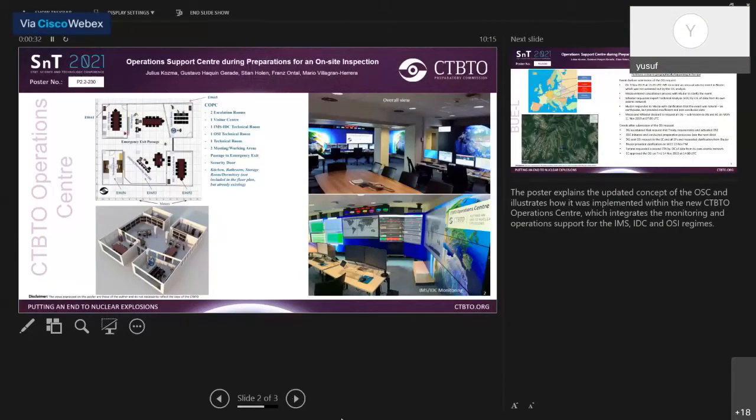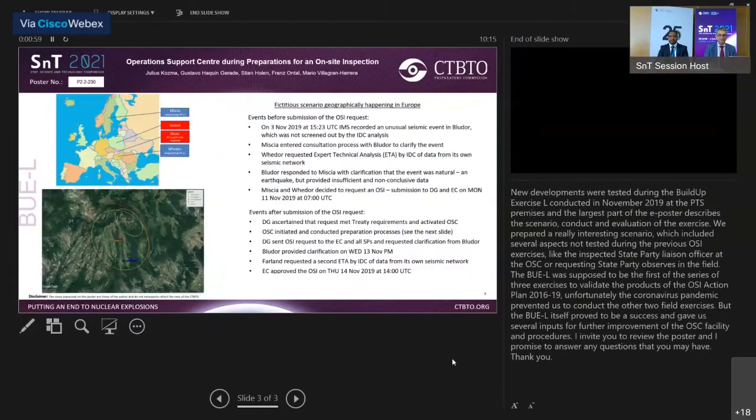The poster explains the updated concept of the Operation Support Center and illustrates how it was implemented within the new CTBTO Operation Center, which integrates the monitoring and operation support for the IMS, IDC, and OSI regimes. Of course, the OSI component is not permanent. It's used when it is required. But the integration provides a really significant improvement in the efficiency and effectiveness of the operation support.